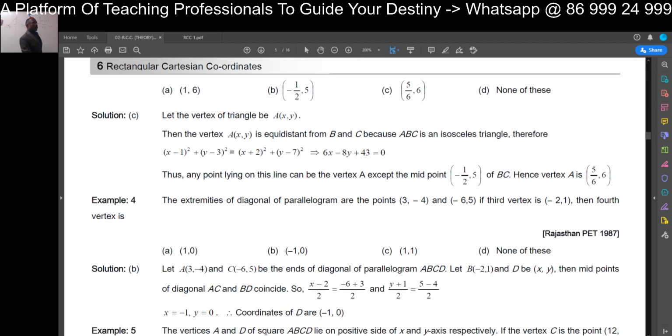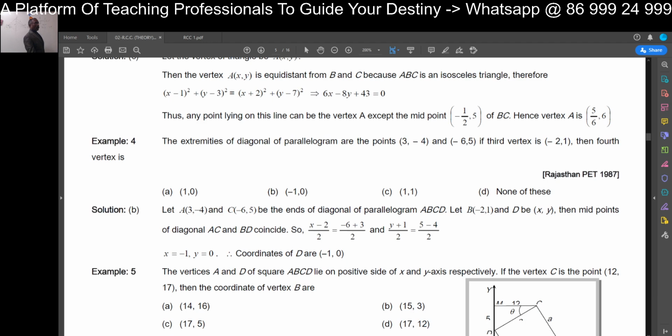Now, the extremities of the diagonal of a parallelogram are the points (3, -4) and (-6, 5), and the third vertex is (-2, 1). Find the fourth vertex. Here I have to give you the midpoint formula, which is not related to distance. The next concept is the section formula, which is very well known to you, and the midpoint formula also is known to you, which is (x1 plus x2)/2, (y1 plus y2)/2.